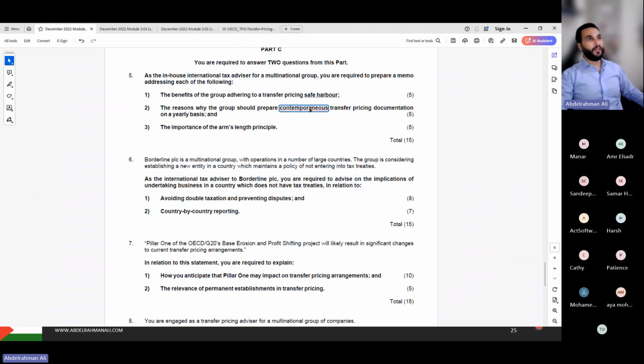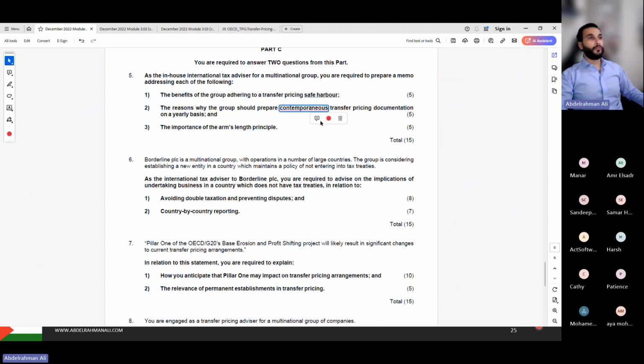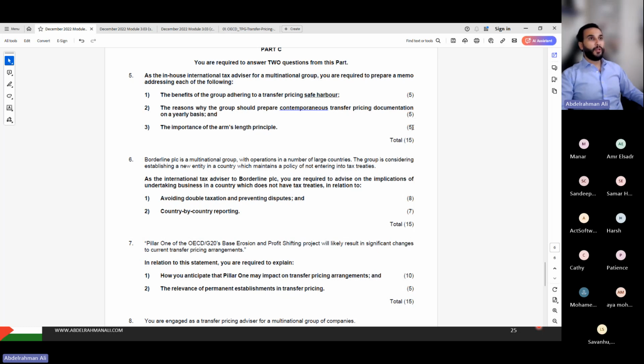You will have to interpret the case. Why do you have this type of contemporaneous documentation, and what is its importance? Is its importance in being prepared at the same time as the real transaction? As you can see, 3 questions, each question worth 5 marks. Again, you might prefer this type of 3 questions. You might prefer 2 questions, 8 and 7 marks. Each of the questions is 15 marks at the end of the day. You must answer 2 to get the 30 marks.